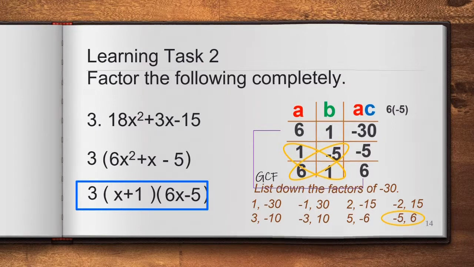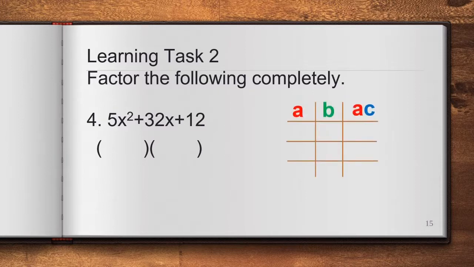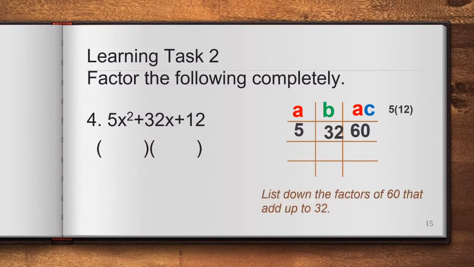Para naman sa number 4 of your learning task, we have 5x squared plus 32x plus 12. So, dyan, wala na silang common factor. So, diretso na tayo sa pagbuo ng factors. And we will follow general trinomial where a is not equal to 1. Kaya nag-grid ulit tayo. A is 5, B is 32, AC is 5 times 12 or equal to 60. We will list down the factors of 60 that add up to 32. Simply, that's 30 and 2. Pag pinag-plus mo yung 30 tsaka 2 is equal to 32. Pag pinag-times mo, that's 60.